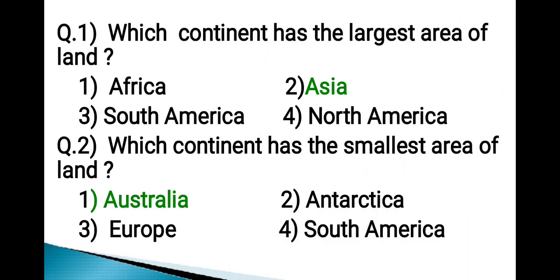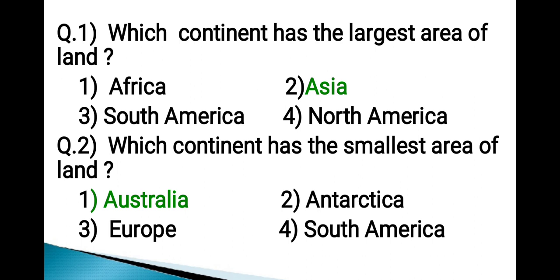First question is, which continent has the largest area of land? Options are Africa, Asia, South America and North America. Out of these four options, option number 2, that is Asia, is the correct option. That is the continent which has the largest area of land. Hence, the correct answer is option number 2.